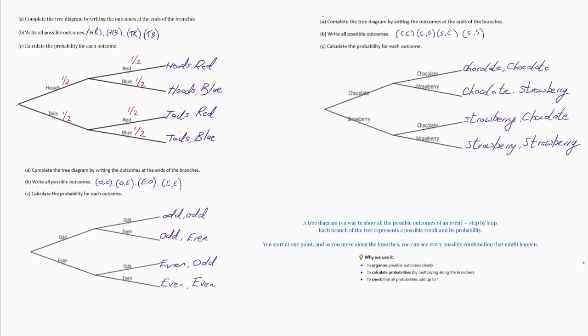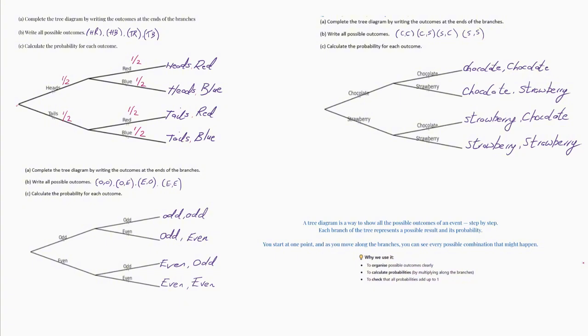Now to do that, we start here. We go heads to red. So we literally write heads to red. Heads to blue. Tails to red and tails to blue. That's it. It's as simple as that. Then it asks you to write all the possible outcomes. Well, that's just an abbreviation of what we've just written, which is HR, HB, TR and TB. That's it.